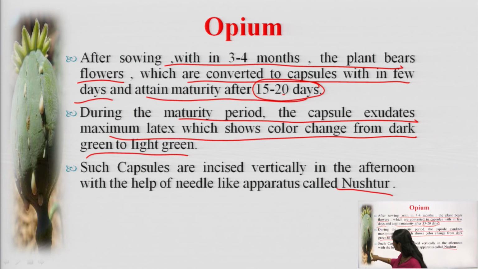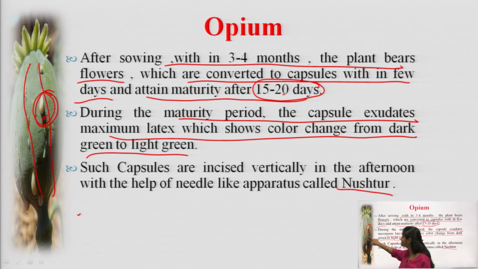Here you can see a capsule of opium. You can see in this picture the exudate, the morphine exudate, oozing out from the light green capsule when it has matured. You can see the scraping lines; the incisions are made with the instrument called the nusture. When the capsule is fully matured, the color changes from dark green to light green, and the capsule is incised by a pointed instrument called the nusture, and after the incision the gummy exudate oozes out.